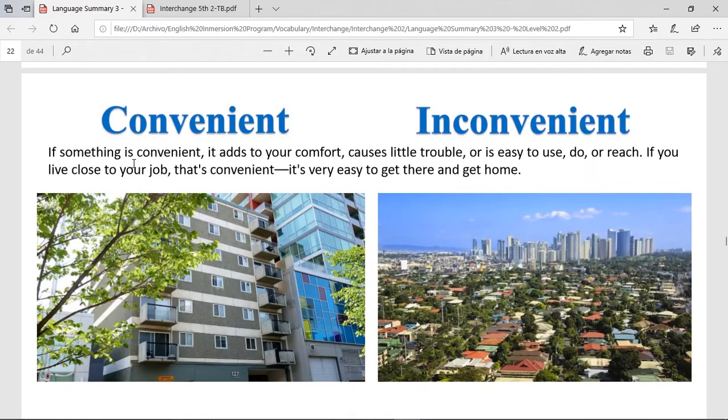Convenient. If something is convenient, it adds to your comfort, costs little trouble, or is easy to use, do, or teach. If you live close to your job, that's convenient. It's very easy to get there and get home. That is convenient. Something that is good for you. Okay? And inconvenient is the opposite, something that is not good for you.